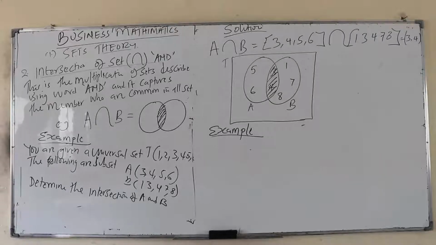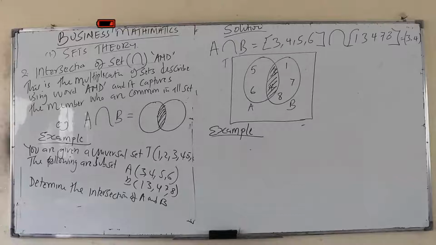So that one you have written, and then the intersection there is 3 and 4. Yes, those are the intersection. Those are the elements that these sets share in common.